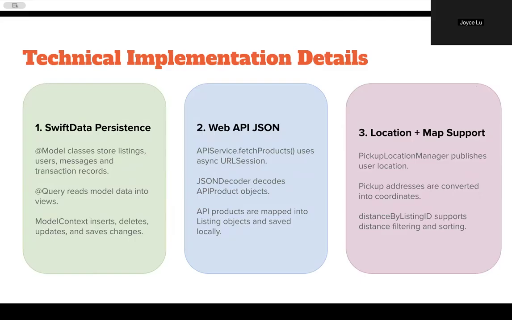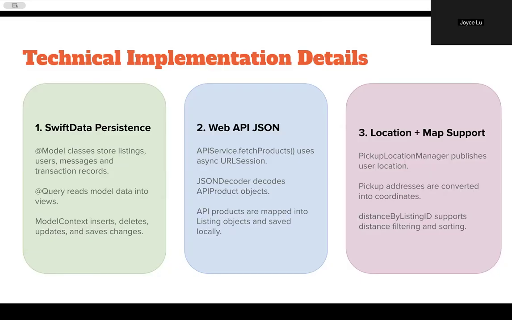So this slide explains the main technical implementation details. First, the app uses SwiftData persistence. The model classes store listings, users, messages, and transaction records. Query is used to read models and data into SwiftUI views, and model context is used to insert, delete, update, and save changes. This allows the app data to persist instead of disappearing every time the app refreshes.